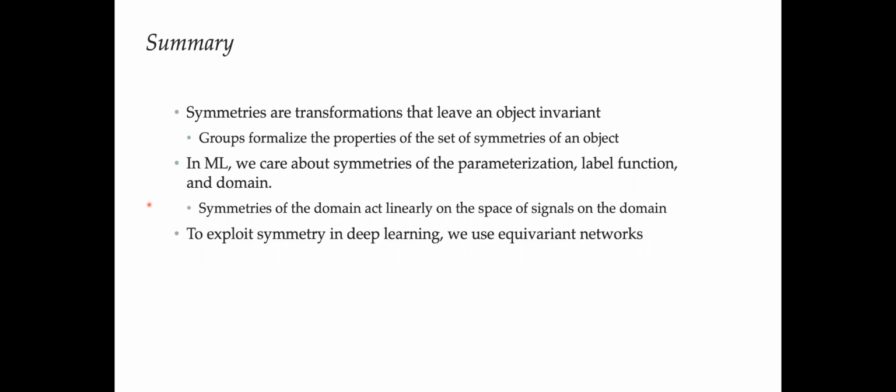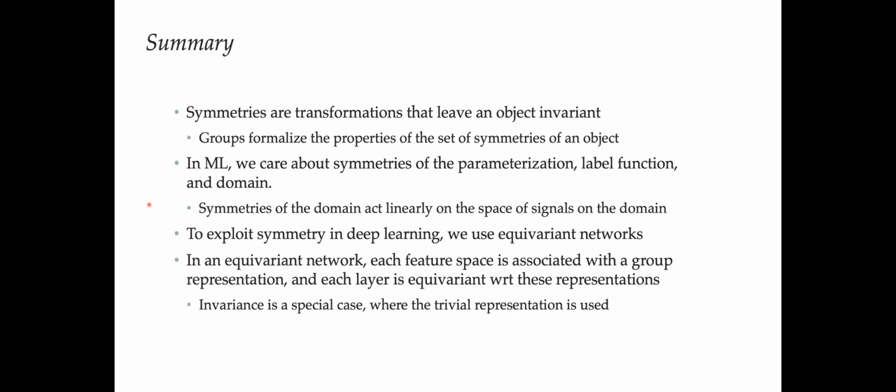And to exploit symmetry in deep learning, we use equivariant networks. In an equivariant network, each feature space is associated with a group representation, telling you how the group acts on this feature space. And each layer is equivariant with respect to these representations. Now, invariance is a special case where the trivial representation is used.